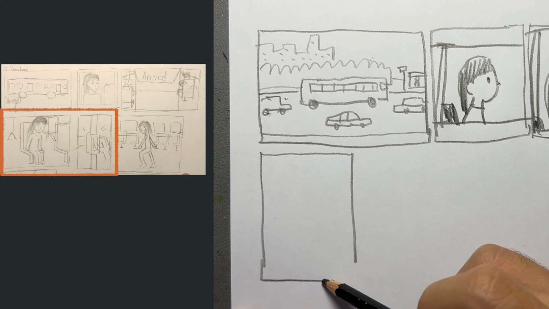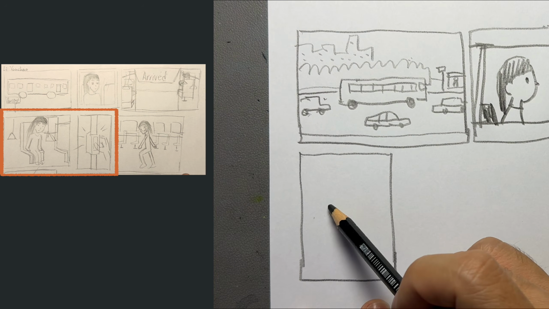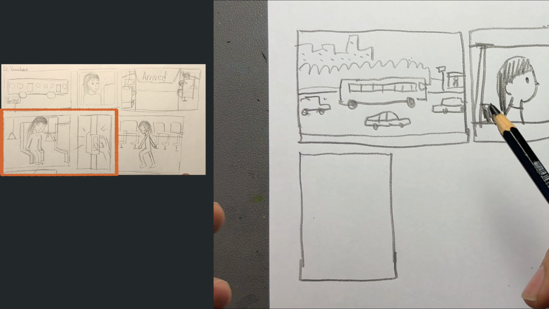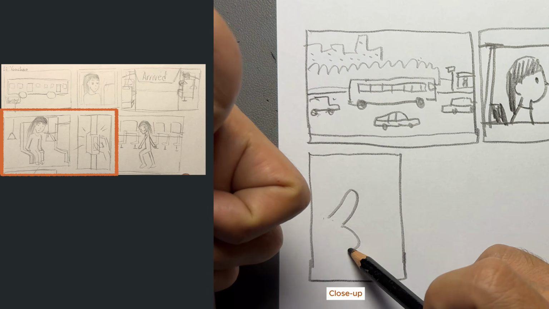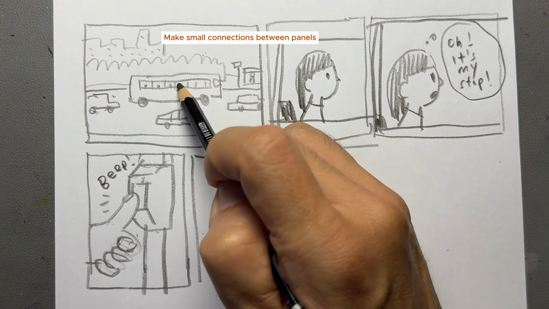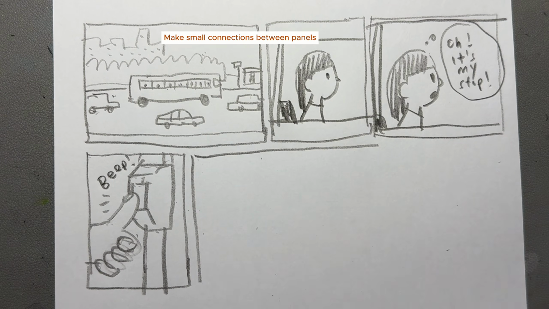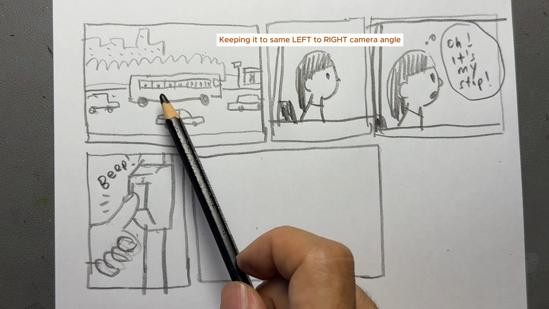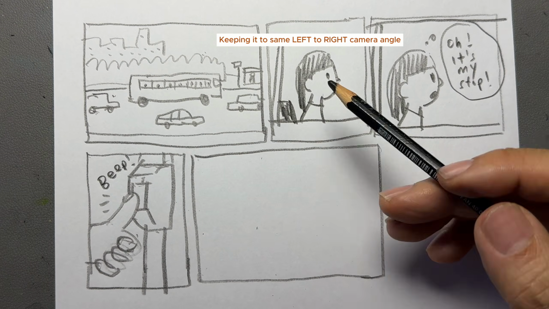We know that she's in a bus and she is facing this way. So if she were to press the button, we would see the hand moving from this way, pressing the button, not this way. Let's just draw a few people there. So it's a bit of a better connection between this scene and this scene. I want to keep the direction to this left to right flow since everything is that way.